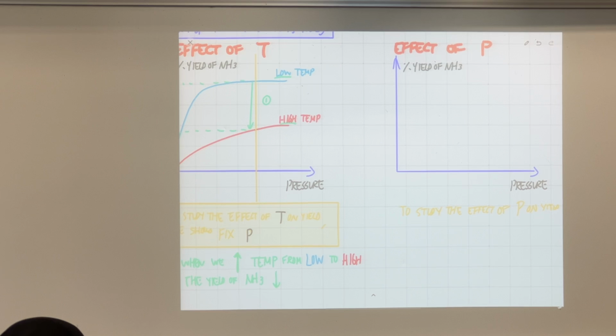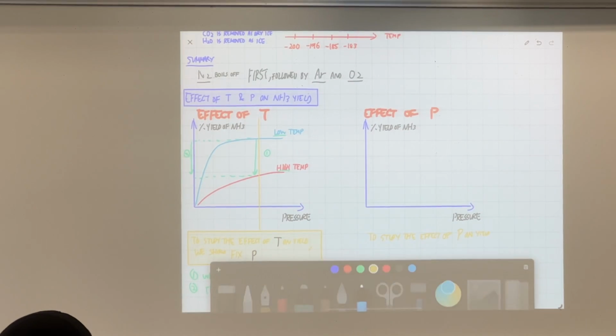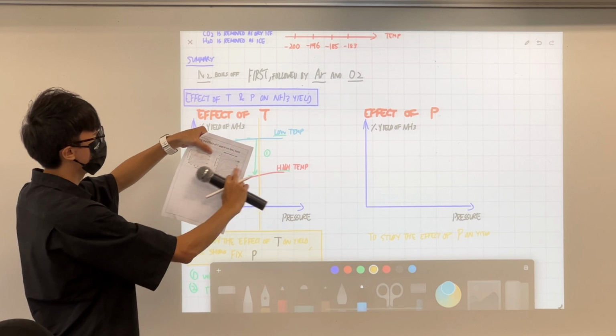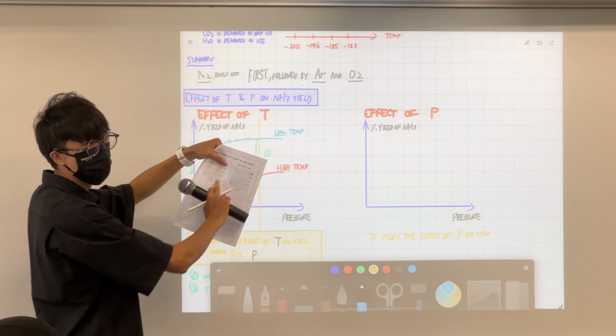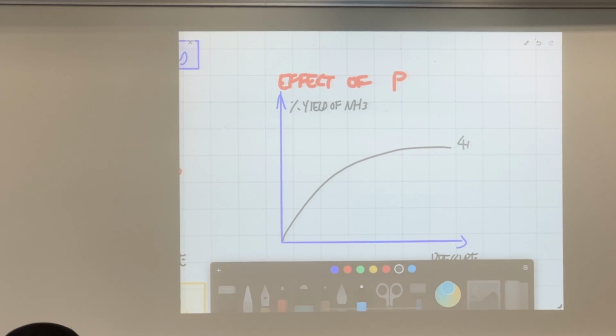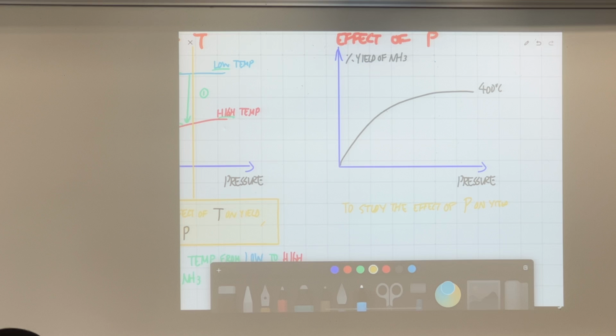So how do we fix temperature in this particular graph then? Well, we select a particular curve. You can pick a favorite curve of yours. If you like the 400-degree curve, maybe make it bolder. We will just look at one particular temperature. We are not going to change temperature when we study the effect of pressure. I will pick the 400-degree Celsius one. Any graph will do. The explanation will be the same, trust me. So to study the effect of pressure on yield, we should fix temperature.